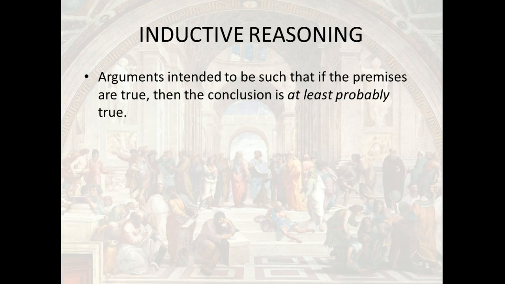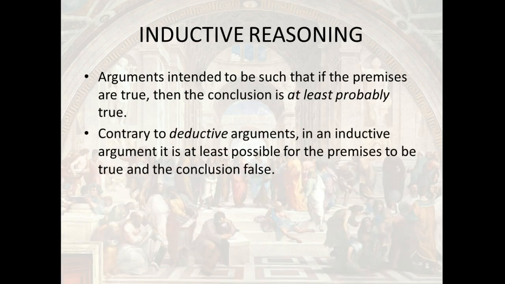With inductive reasoning, arguments are intended to be such that if the premises are true, then the conclusion is at least probably true. Now, this is different than deductive arguments. Remember that in deductive arguments, if the premises were true, the conclusion had to be true, necessarily. But contrary to deductive arguments, in an inductive argument, it's at least possible for the premises to be true and the conclusion to still be false.